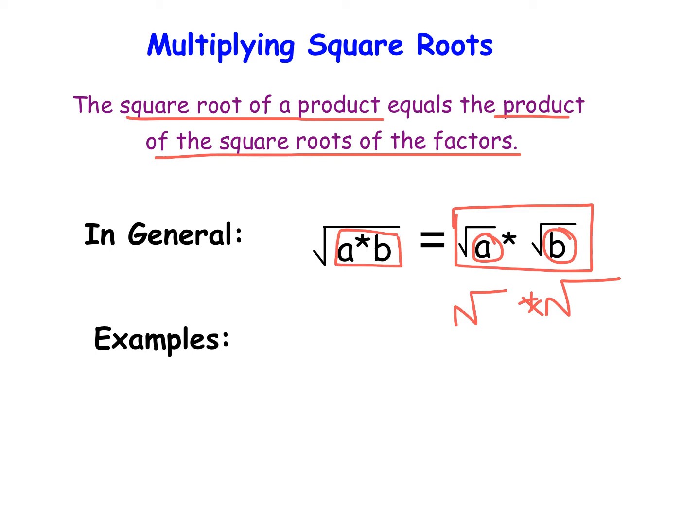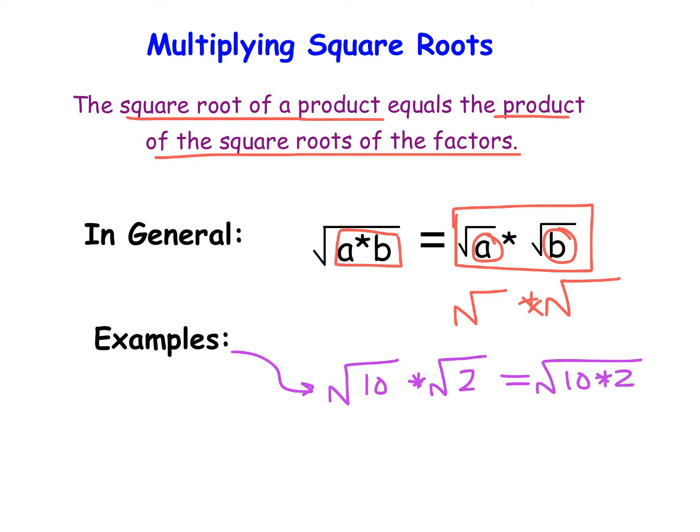So if we put this into actual numbers, what this is saying is that if we have the square root of, let's say, 10 times the square root of 2, we can really rewrite that as the square root of 10 times 2. So notice both numbers are underneath one square root being multiplied, which is really the square root of 20.